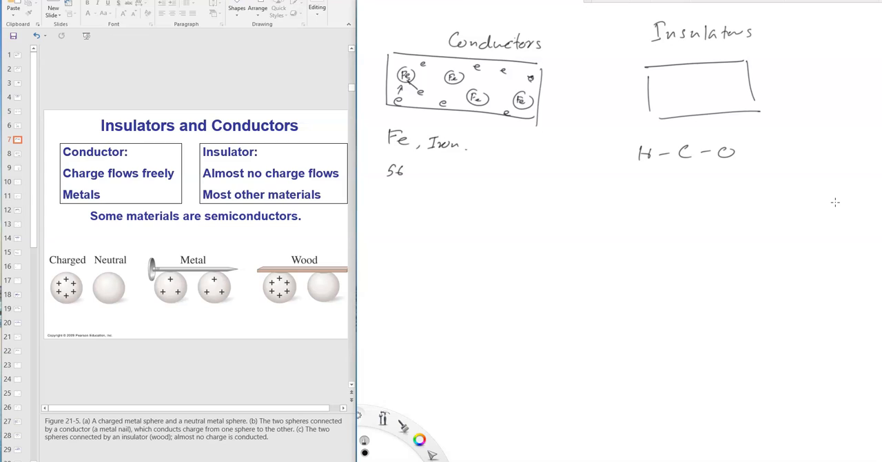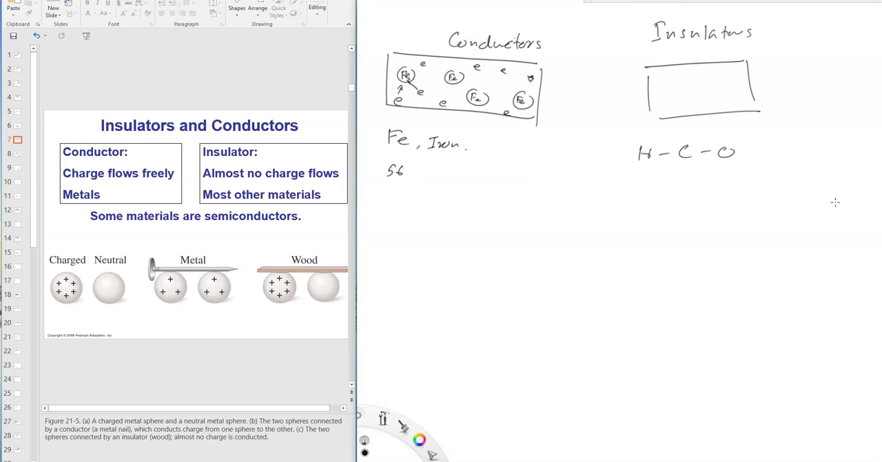And there is a third type of material in between. We call them semiconductors. So that's a field by itself. The entire Silicon Valley runs on semiconductors. So sometime later we will get to that. But again, in your textbook, there is some good information about them.